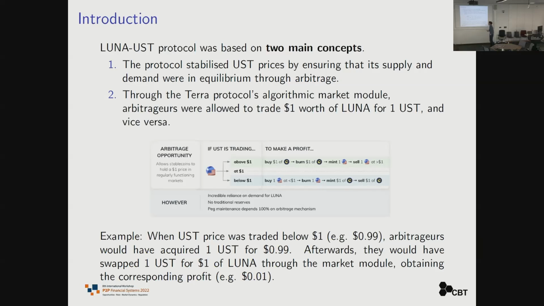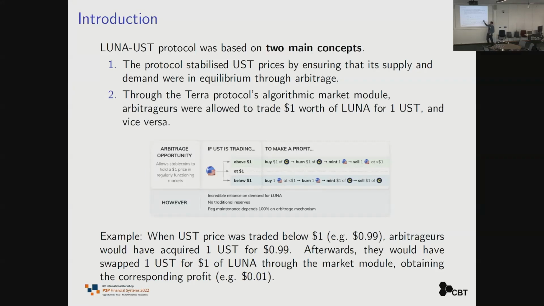And there were 2 main concepts that were practically the core of this protocol. The first one is that the protocol stabilized the UST Terra price by ensuring supply and demand were in equilibrium. We have a Terra and Luna pool, and they should be in equilibrium through arbitrage. In other words, we need good traders, arbitrageurs, in order for this protocol to work.